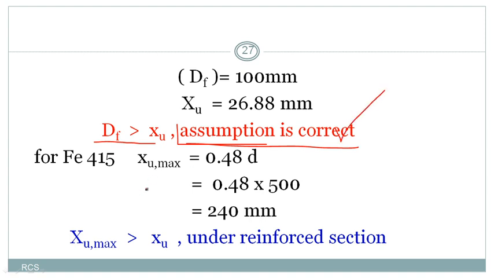Now we have to decide what type of section it is. That depends upon the limiting depth of neutral axis. For the given grade of steel, the limiting depth of neutral axis according to IS 456 2000, the formula given is 0.48 into d. Now d is the effective depth, that is 500 mm. From that we get 240 mm as xu max. Now compare your xu and xu max. Your xu max is greater than xu, so we can call it an under-reinforced section.